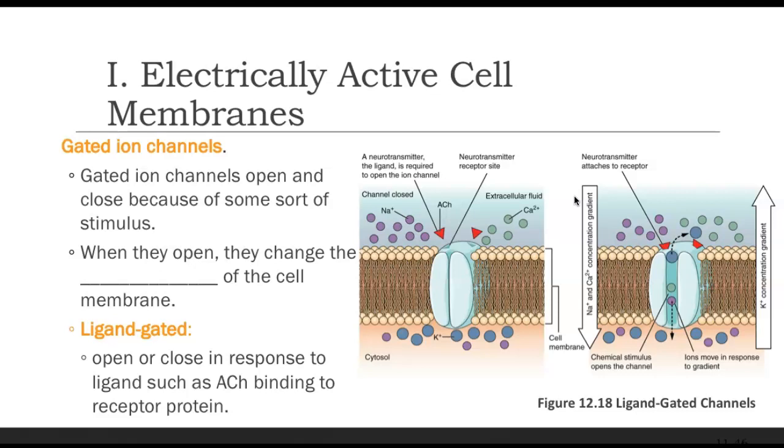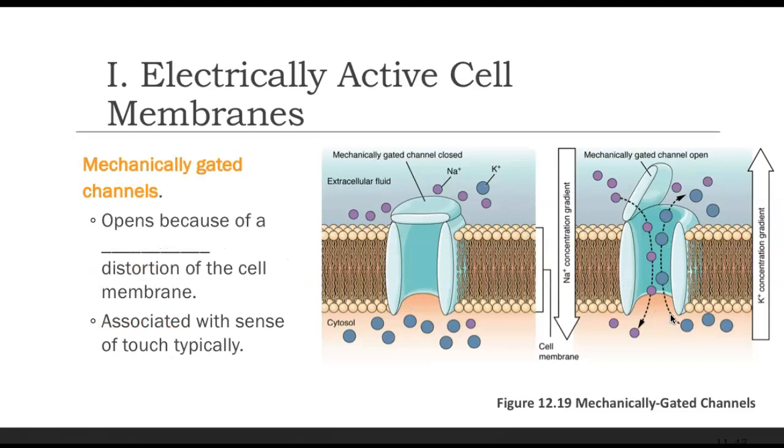And when they open, they will change the permeability of the cell membrane. We can also have ligand-gated channels, which are pictured over here, and you should already be familiar with this type of channel, but they are going to open or close in response to a ligand. So in this case, we're using the example of acetylcholine. Acetylcholine will bind to the channel, and by binding it, it will open that channel and allow certain ions to move through.